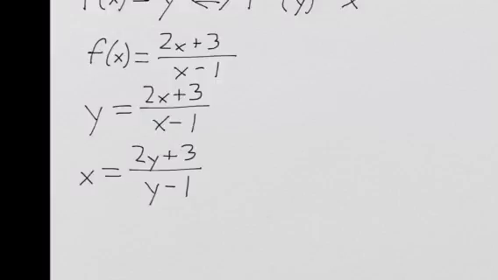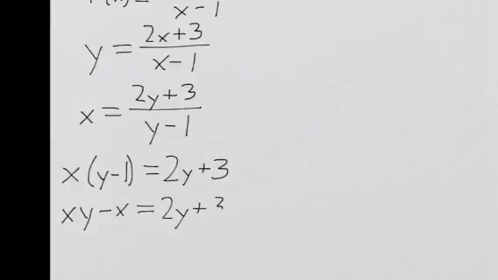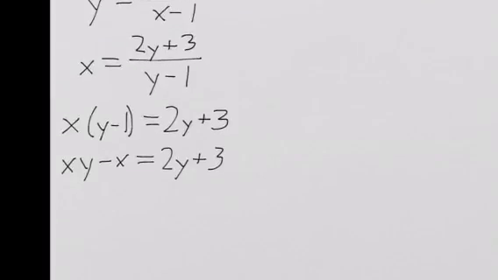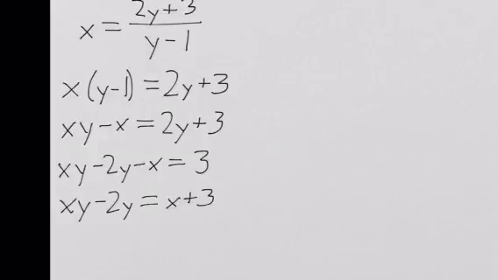So the first thing I'm going to do is multiply both sides by y minus 1. I'm going to go ahead and distribute the x. And now the key is I need to get everything with a y by itself. So first I'm going to subtract 2y from both sides. And now I can add x to both sides. Now I need to factor a y out of the left-hand side. And now I can divide both sides by the x minus 2.